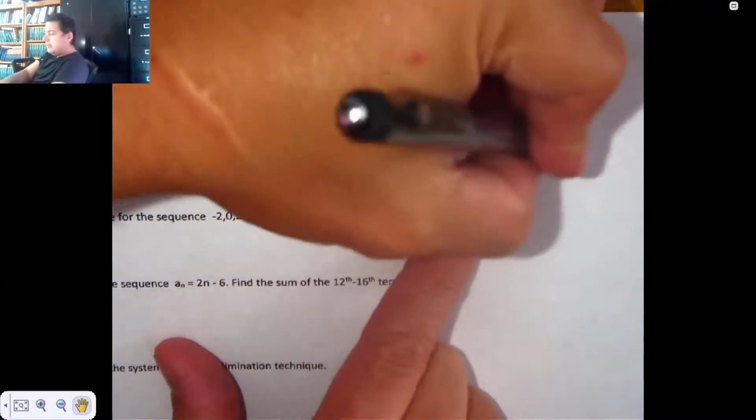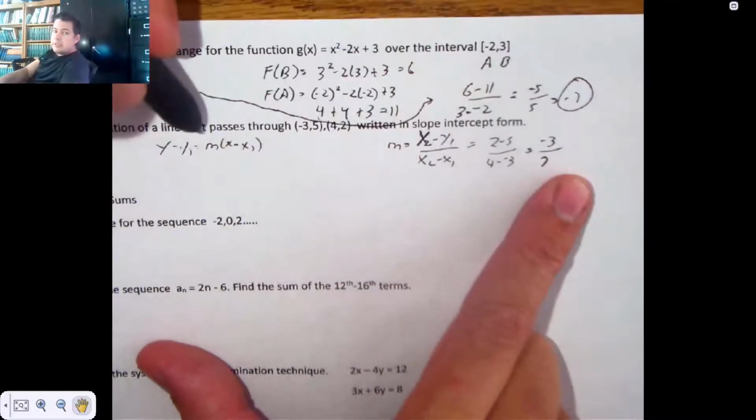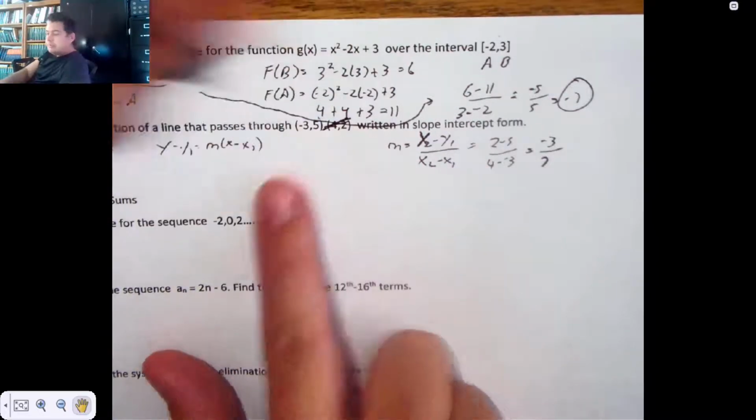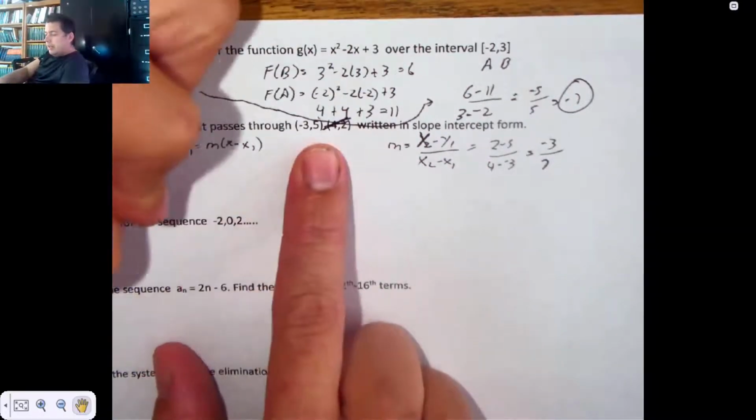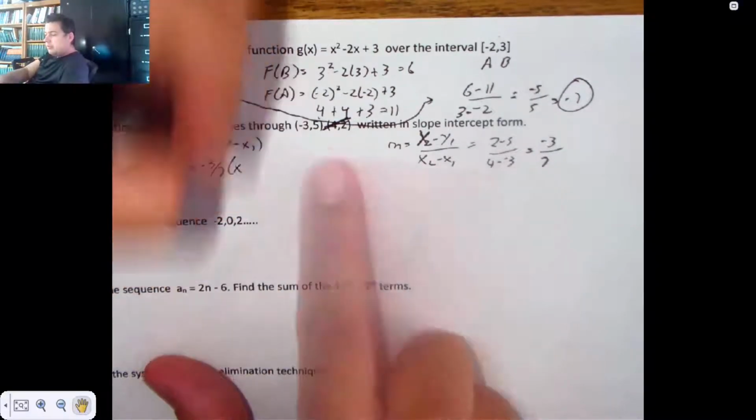2 minus 5 is -3, 4 take away -3 is 7. So there's the slope that I get to use there. I'm just going to throw this point away and use the first one I see. Y take away 5, because that's y1, equals -3/7 of x take away a -3.